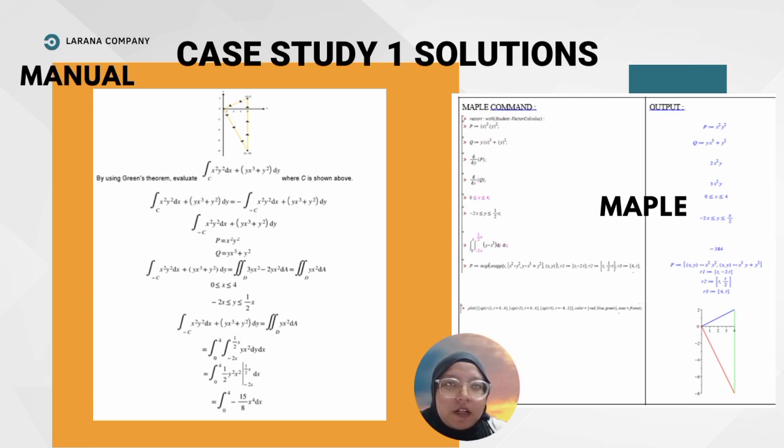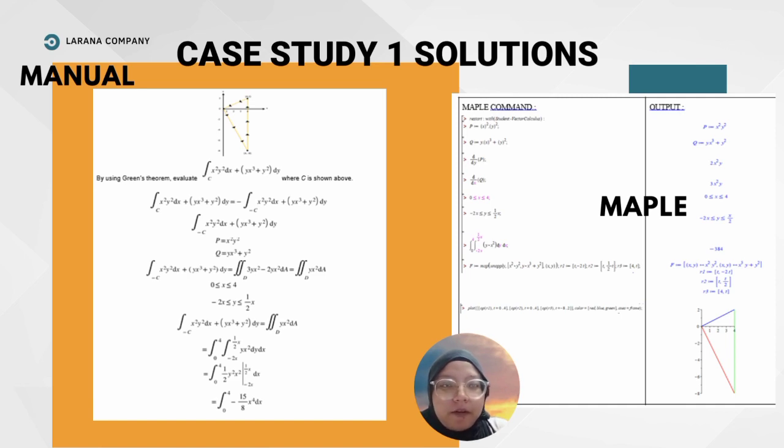Next, we do partial differentiation with respect to y using the equation of P. So we get 2x squared y. Then we do partial differentiation with respect to x using the equation of Q, and we get 3x squared y.